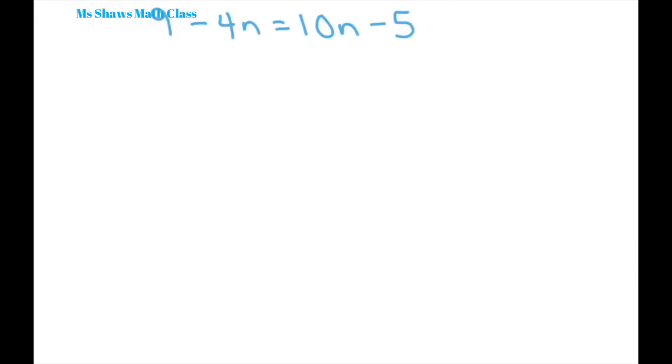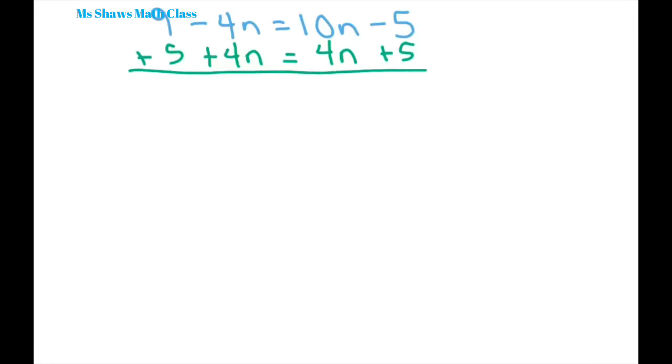Now, the next one, we're going to do the same thing, but I'm going to do it in 2 steps to save time. So what I'm going to do is use the addition property by collecting like terms here. I'm going to add 4n to both sides. And at the same time, I'm going to add 5 to both sides.